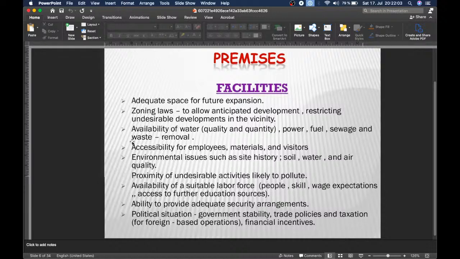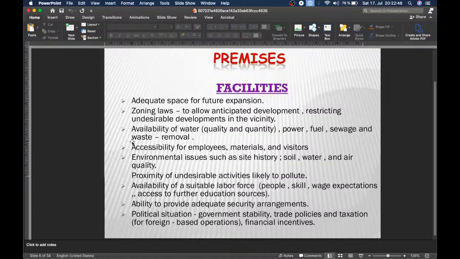Availability of suitable labor force: people, skill, wage expectations, access to further education sources. Because if we are creating one industry away from the city, in some hilly areas where there is no development, there are no schools, no hospitals, no religious places, no sports facilities. It's out away from everything. So slowly, when people start to work there, they need all these basic requirements. So as the industry builds, education, schools, everything will start to develop with time, and it becomes a small city within itself if you make that place available.